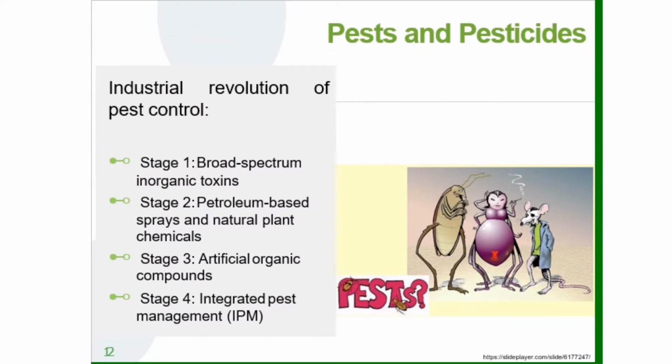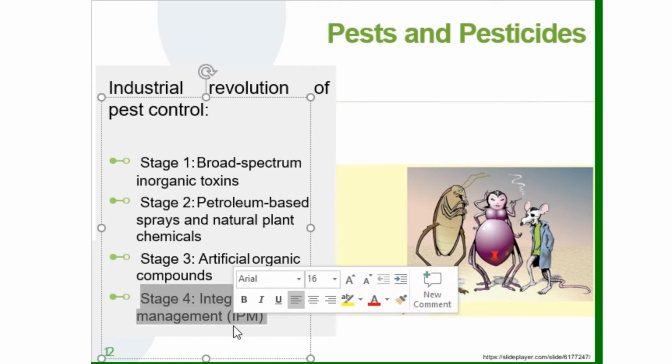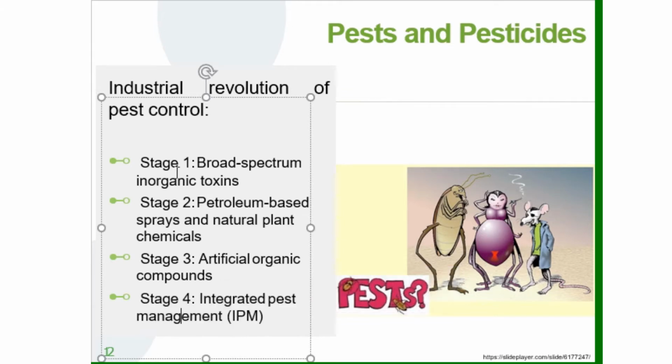The scientific industrial revolution of pest control brought significant changes in agricultural pest control, which we can divide into 4 stages. We have stage 1, stage 2, stage 3, and now we have stage 4, which is what we are using because this is safe and effective. Now, stage 1 refers to the broad-spectrum inorganic toxins. So what do we have in this stage?